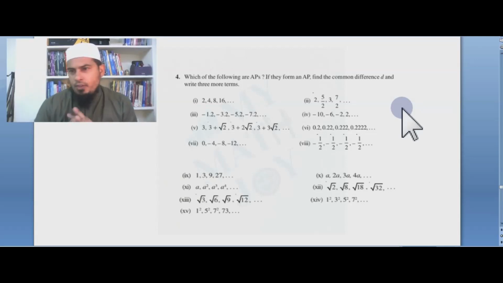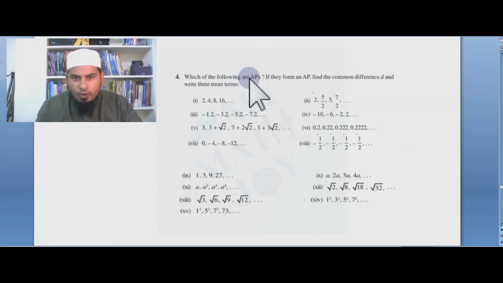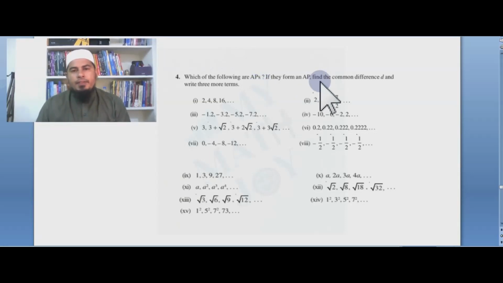The last bit of the first exercise of our chapter, arithmetic progression, will be like this. We got a question here: which of the following are APs? If they form an AP, find the common difference d and write three more terms. We have nearly 15 questions in front of us. We have to check whether they form an AP or not. How to find that is dead easy. You have to check whether a common difference exists or not. If a common difference exists, they form an AP. Otherwise, they don't form an AP.